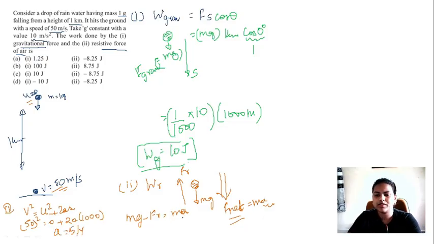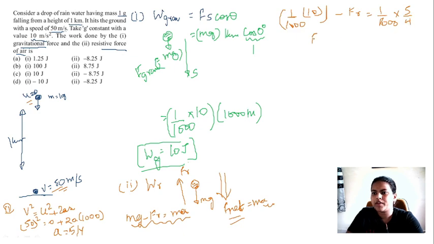Let's substitute this value in this equation. So mg, mass is 1 upon 1000, g is 10, minus Fr, which we have to find, is equal to mass, which is 1 upon 1000, into 5 upon 4. So Fr would be 0.00875.